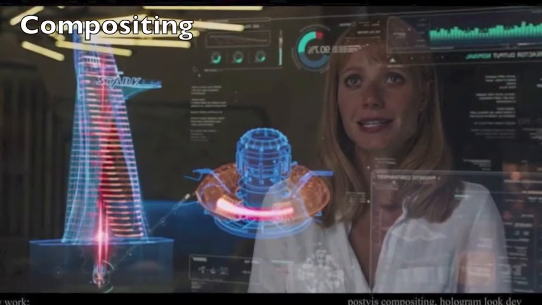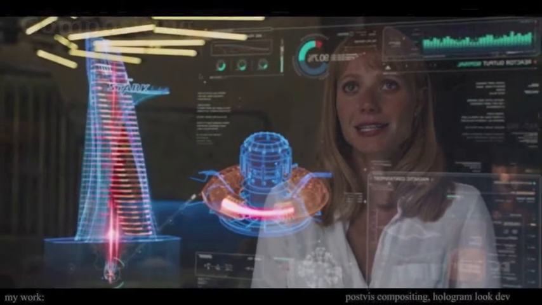The first thing I'm going to talk about today would be the evolution of compositing, showing what it used to be and what it is now and how it's changed over time. It's really drastic. This is a composited shot from the movie Iron Man.